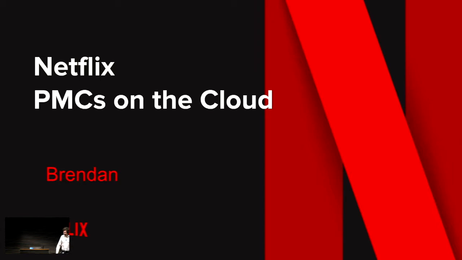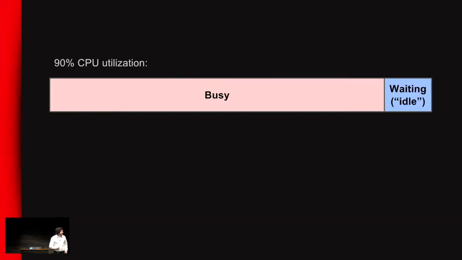G'day, my name is Brendan, and I'd like you to imagine that you have a server that's running at 90% CPU utilization. What would you do as a performance engineer given this server that looks like it's CPU bound? What are the next steps for analysis? Does someone want to try? Imagine this is a job interview question at Netflix for the senior performance engineer job that we just posted.